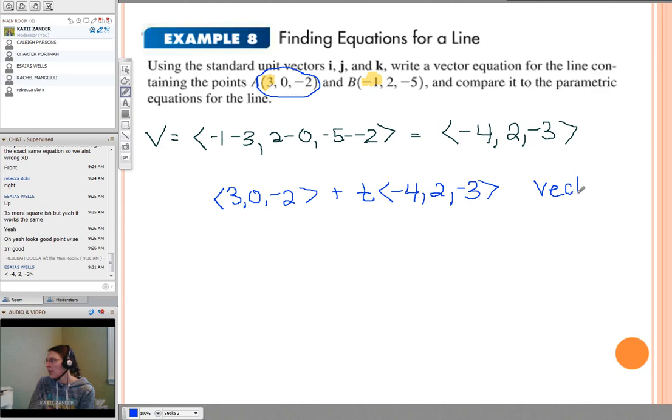Let's put that into the parametric form. So essentially, we've got to create equations for x, y, and z. Let's start with the x. What equation can we create from this vector form for x? We'll get x equals what?